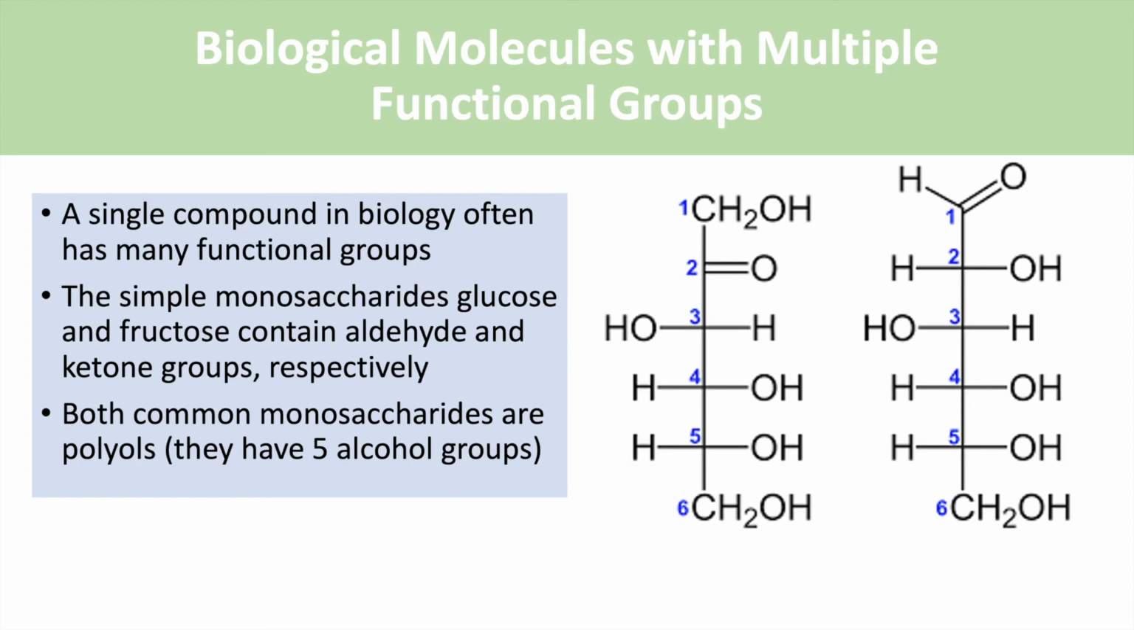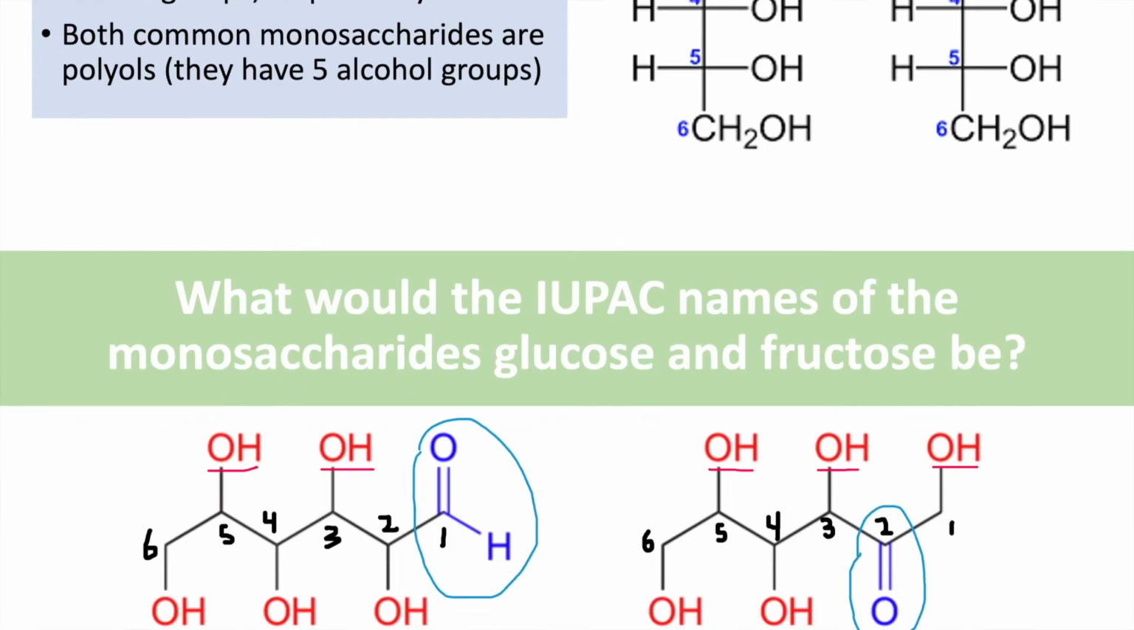of ATP. Both glucose and fructose are polyols, and they have aldehyde and ketone groups, respectively, and when naming them, it is important to remember the rules of priority of functional groups. So what would the IUPAC names of glucose and fructose be?